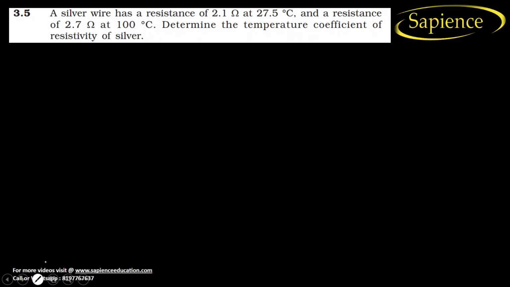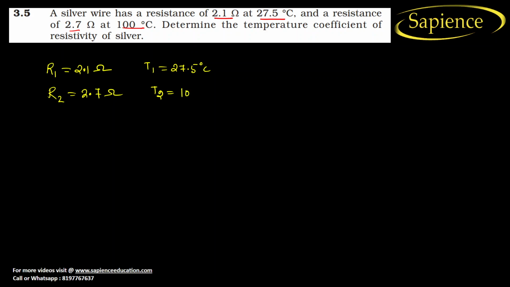Now this is question number 3.5. A silver wire having a resistance of 2.1 ohm at 27.5 degrees Celsius and the resistance of 2.7 ohm at 100 degrees Celsius. Determine the temperature coefficient of the resistivity of the silver. What have they provided you? They have provided you R1 that is equal to 2.1 ohm, and temperature T1 is equal to 27.5 degrees Celsius. Again they have provided you R2 that is equal to 2.7 ohm, and temperature T2 is equal to 100 degrees Celsius, right? They are asking alpha.